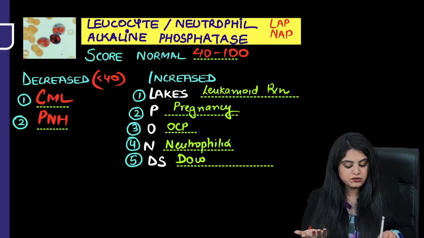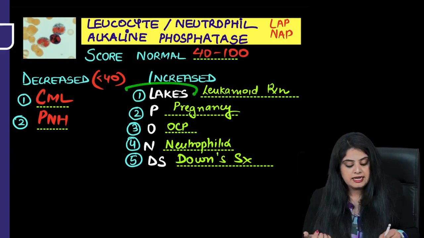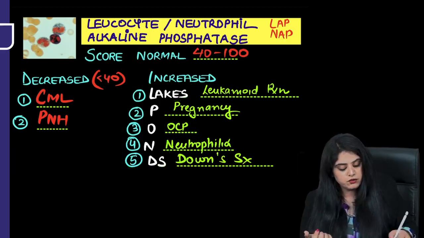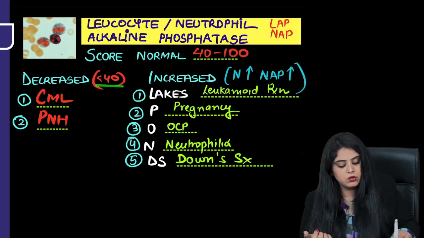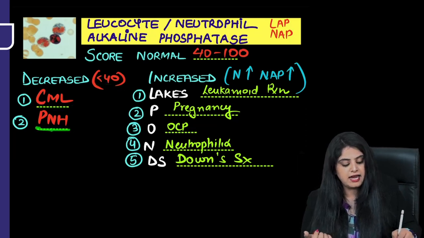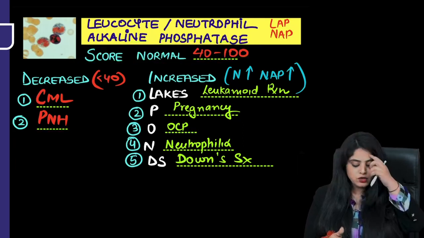And yes, there is also a chromosomal abnormality called Down syndrome. So remember, in leukemoid reactions, whenever the neutrophil count goes up, obviously the NAP score will also go up. And when does the NAP score go low? In cases of CML and PNH. Simple. Normal NAP score is 40 to 100. So all your leukemias are done.